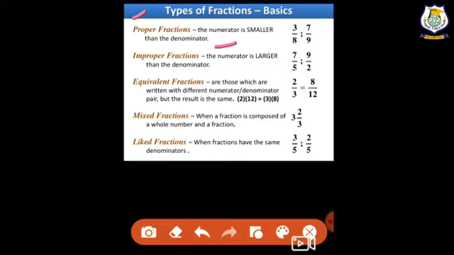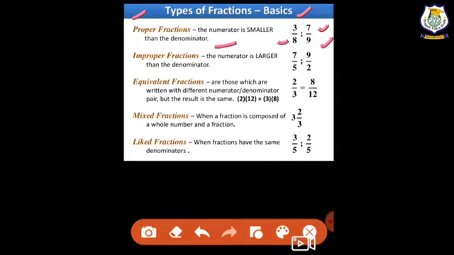So what is the proper fraction? If the numerator is smaller than the denominator. Here our numerator is 3 and the denominator is 8, and 3 is less than 8, that's why it is a proper fraction. And a second example, 7 and 9. 7 is smaller than 9, so it is also a proper fraction.